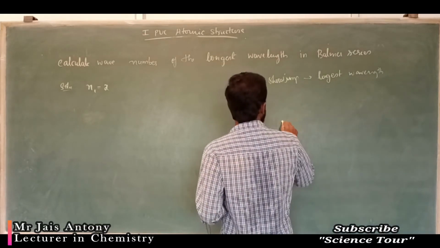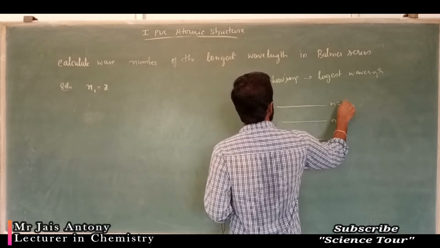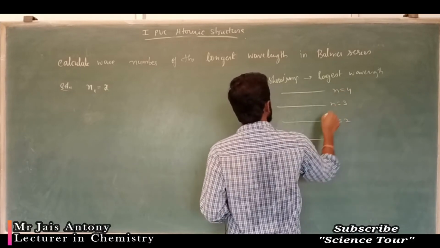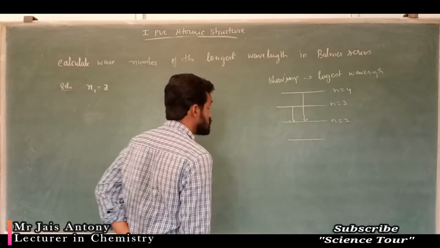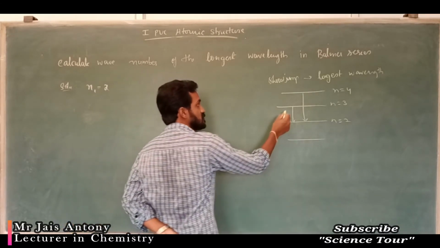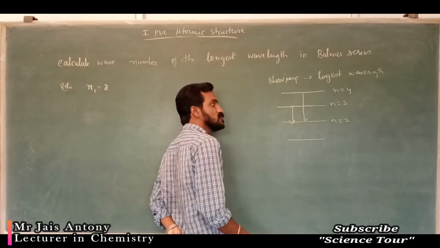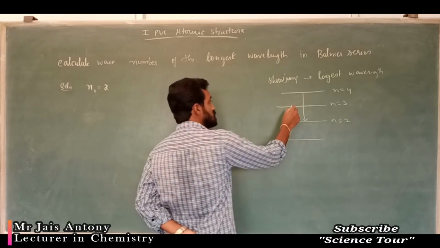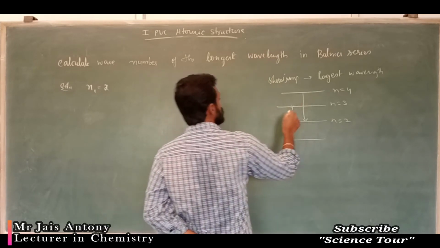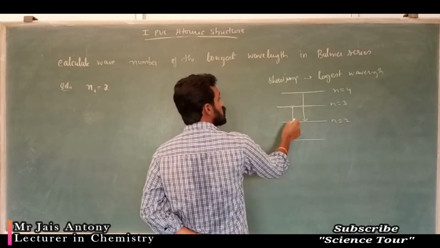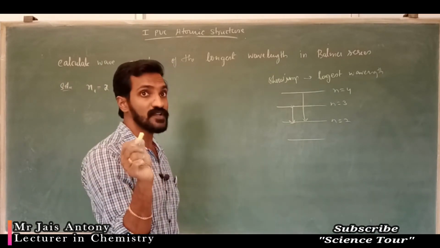So this is energy level 2. n is equal to 2, n is equal to 3, n is equal to 4, like this. Different electrons come from here to here. Which one is the shortest jump? The jump from n equals 3 to n equals 2 is the shortest jump. Shortest jump gives longest wavelength. Remember, shortest jump gives longest wavelength.